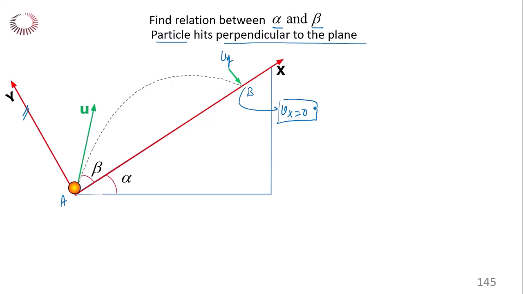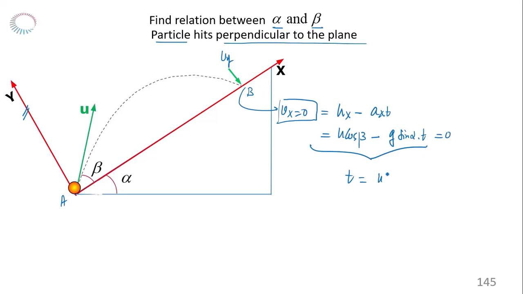Once I say Vx is equal to 0, that is equal to Ux minus Ax into T, and that is equal to 0. What is Ux? Ux is basically u cos beta. And Ax is g sin alpha, into T, equal to 0. From that I can calculate the value of T. T should be u cos beta by g sin alpha. This is basically the total time of flight. After that time, the velocity in the x direction becomes 0.